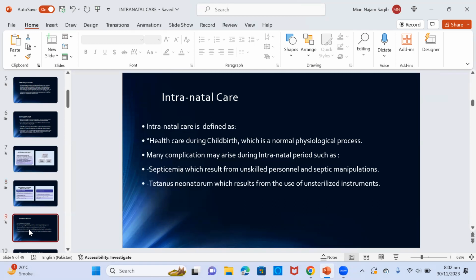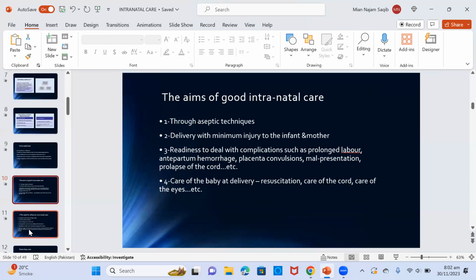What is intranatal care? The definition of intranatal care is that it's defined as health care during childbirth, which is a normal physiological process. Many complications may arise during the intranatal period, which includes septicemia, which can occur from the result of an unskilled personnel, and septic manipulations, tetanus neonatal, which results from the use of unsterilized instruments.